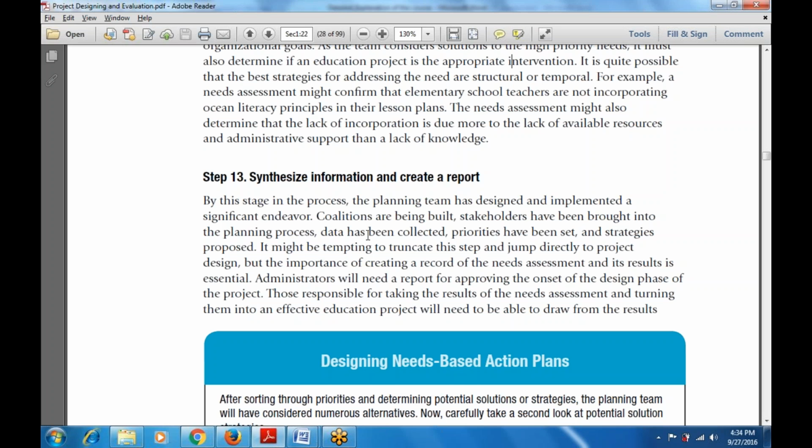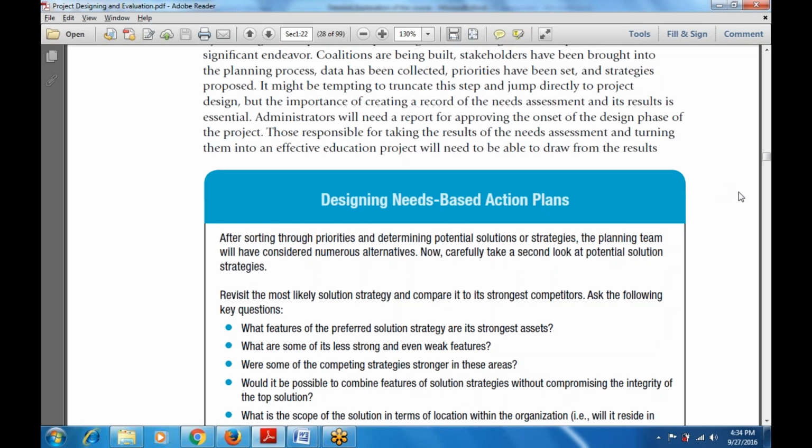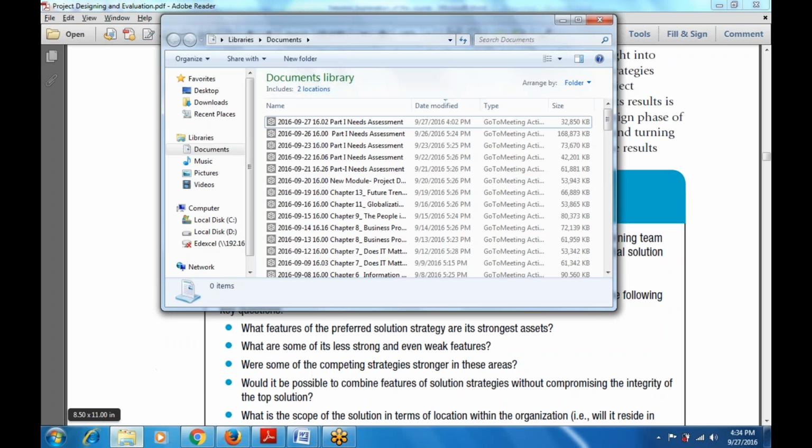Those responsible for taking the results and turning them into the effective education project will need to be able to draw from these results only, whatever results are gathered. So this is designing the needs-based action plans, whatever action plans are gathered.